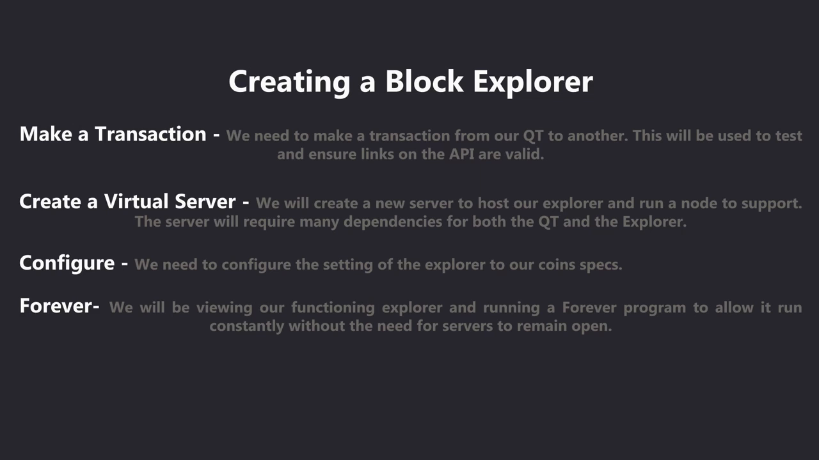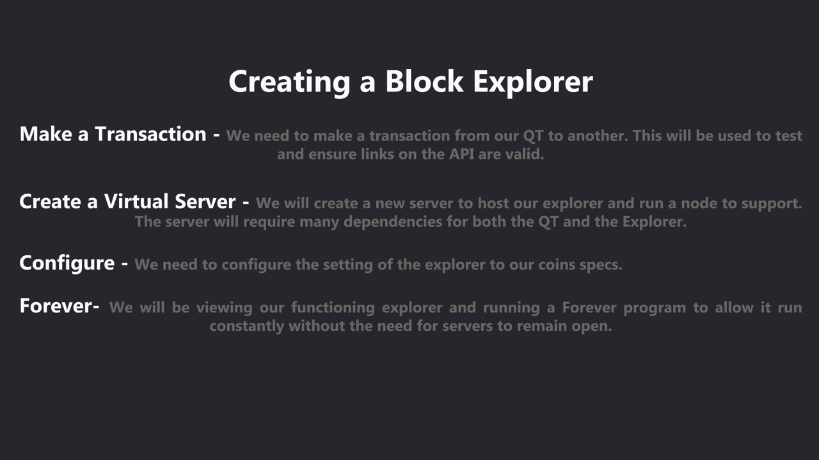First, we need to make a transaction from our wallet to another wallet. This is so we can have some reference to our blockchain for the explorer. This will be used to ensure links on the API are valid.